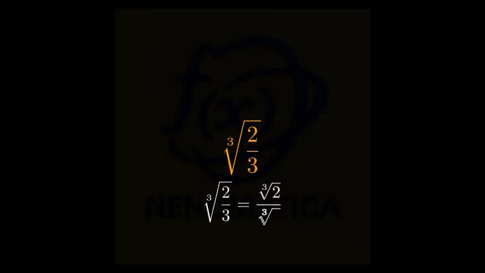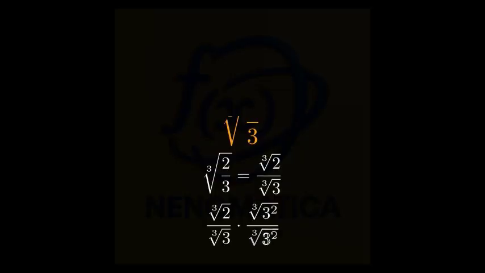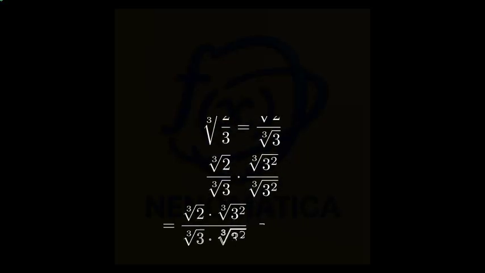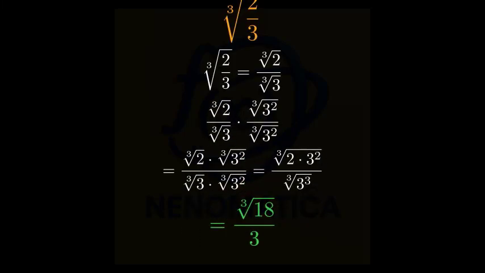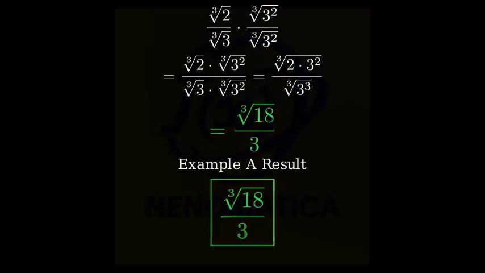Example A. Rationalize the cube root of 2 over 3. First, split the single cube root into a fraction of cube roots. Because the index is 3 and the denominator has one factor of 3 under the root, we multiply by cube root of 3 squared over cube root of 3 squared. Multiply numerators and denominators. The denominator becomes cube root of 3 to the third, which equals 3. Our final simplified answer is cube root of 18 over 3.